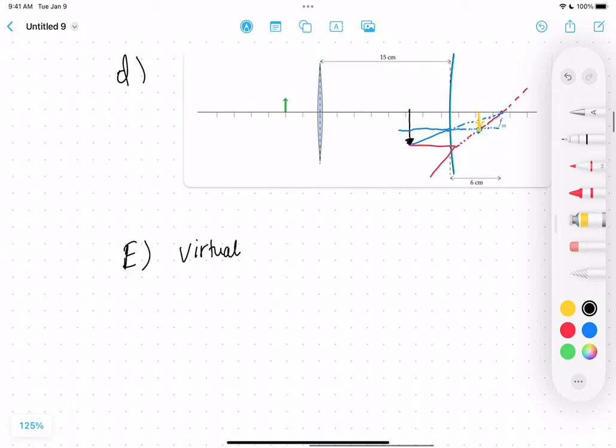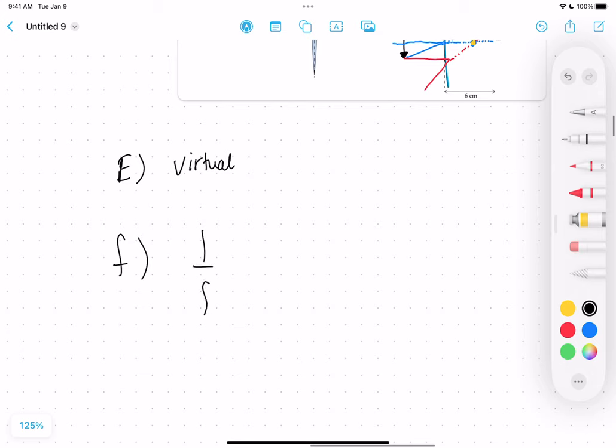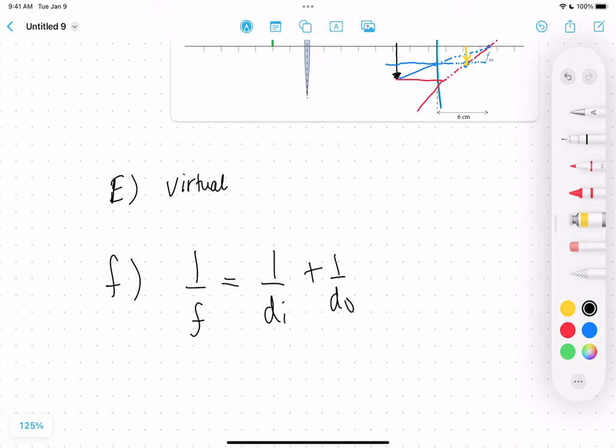And finally, for this problem, we use the mirror equation again, I think, just to figure out the exact location of this new image. So 1 over F, again, is equal to 1 over DI plus 1 over DO. And then the F that we're using is the focal length of the convex mirror, right? So what was the focal length for that one again?